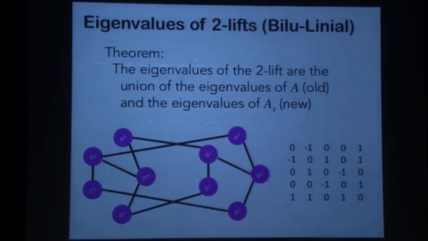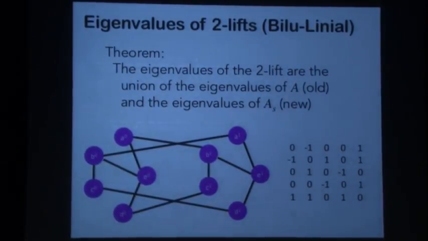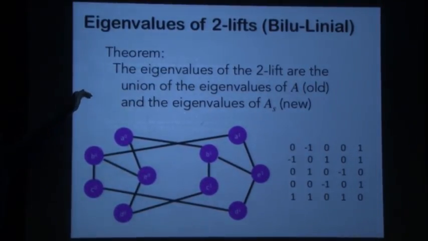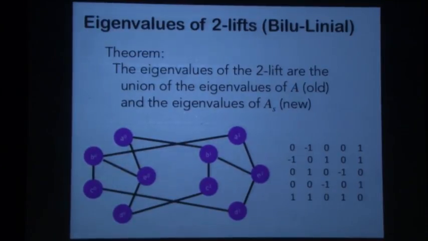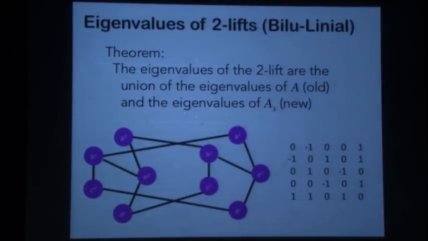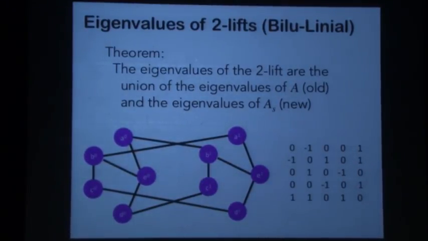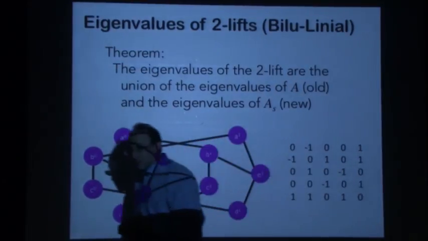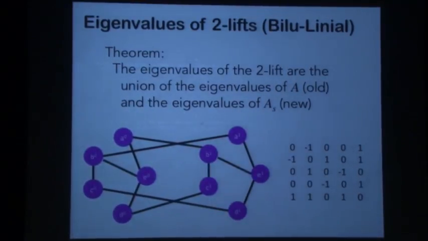And they prove, and it's pretty simple, that the eigenvalues of the two-lift are the eigenvalues of the original graph, union with the eigenvalues of this signed adjacency matrix. So this gives us a very simple way of understanding the eigenvalues of a two-lift. I can make this signed adjacency matrix, and really what I need is that it does not have any big eigenvalues. I need its eigenvalues to be small, and then I will make a good expander.